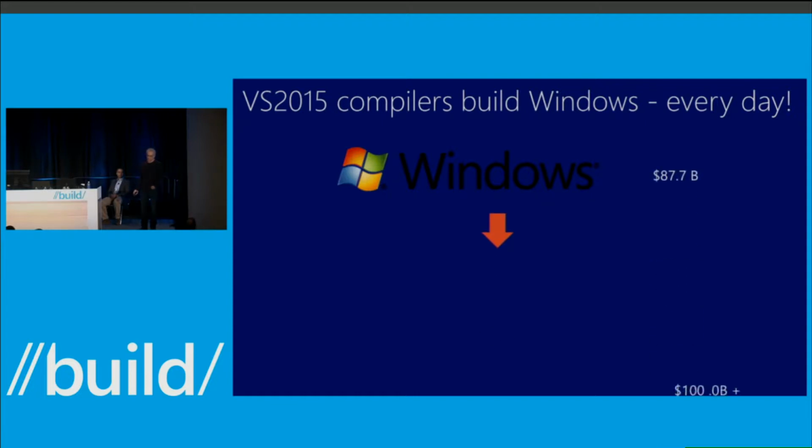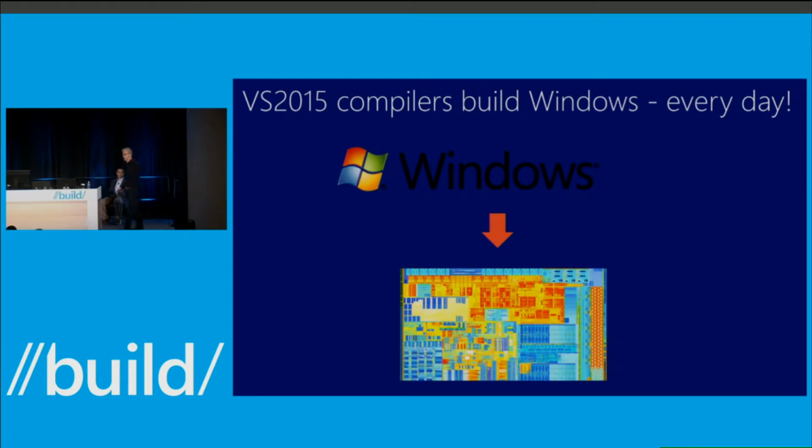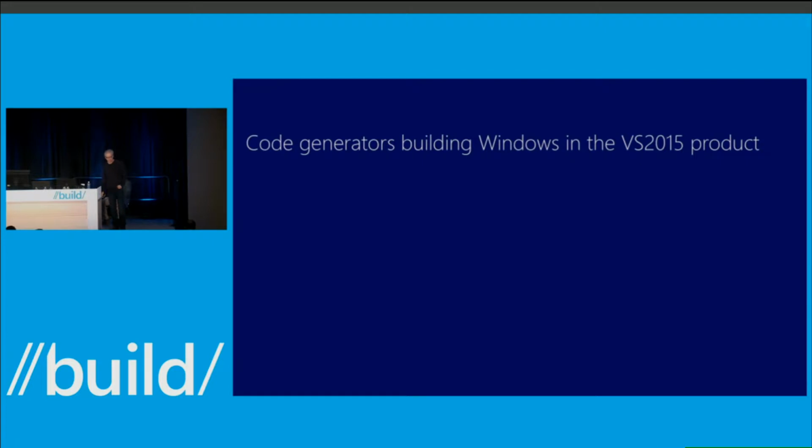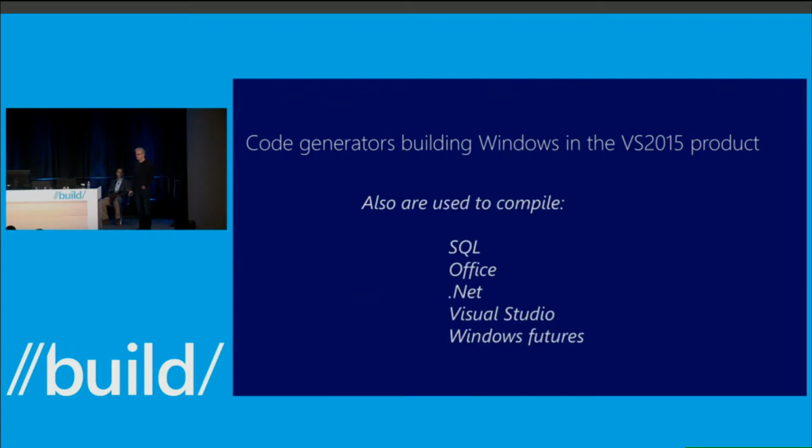So we compile Windows every day, and we have to map it to the hardware. So the code generator and the linker really is that red arrow. It really, really matters. So the code generators that you're going to get in 2015 and what you're going to use with Objective-C are the ones that we use to build Windows every day. And it's also used to compile SQL right now, Office, .NET, Visual Studio, and some of the Windows features I think that Solomon will be talking about shortly.